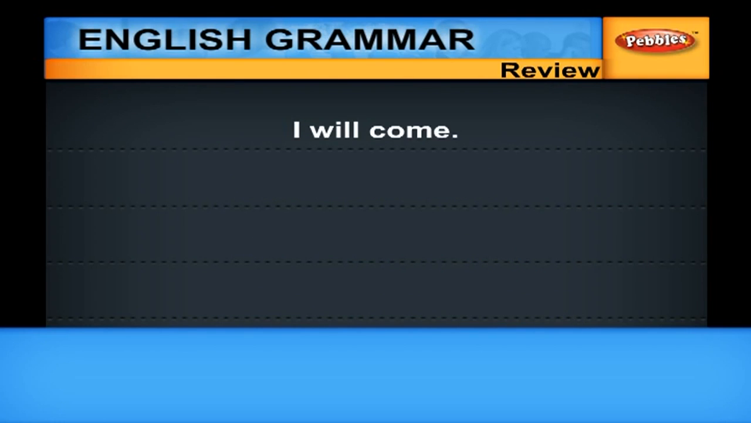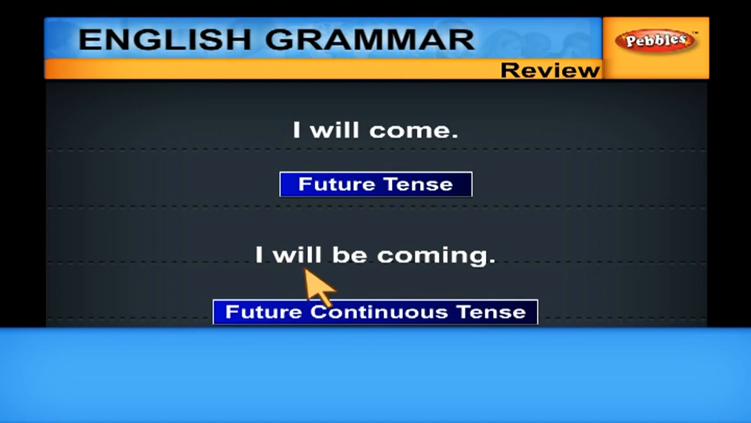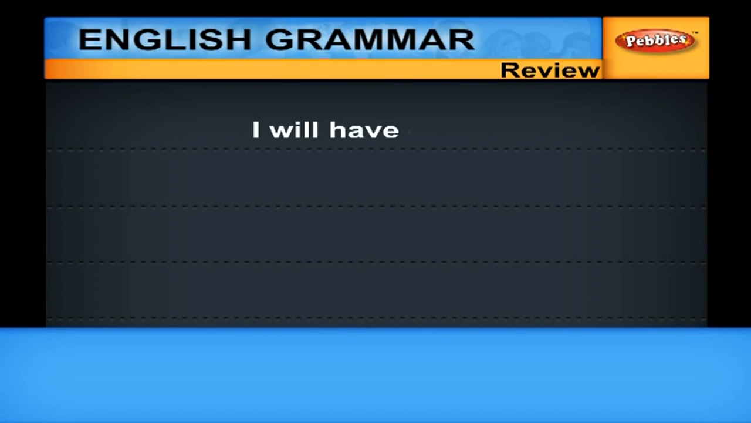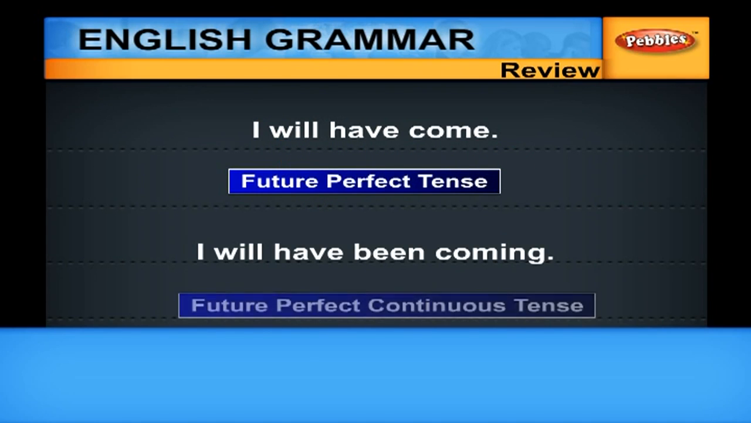I will come. That is future tense. I will be coming. Future continuous. Don't you think so? I will have come. Future perfect. I will have been coming. Future perfect continuous.